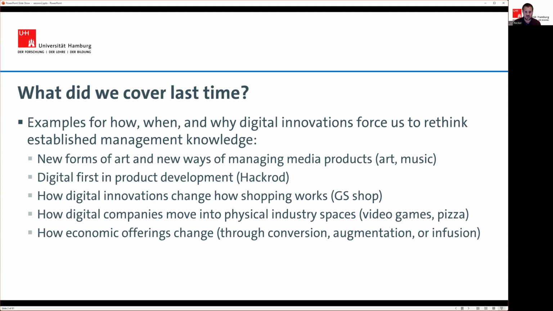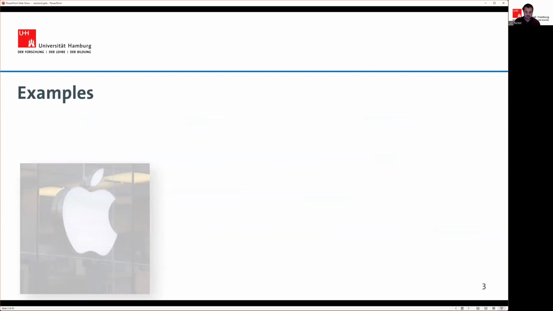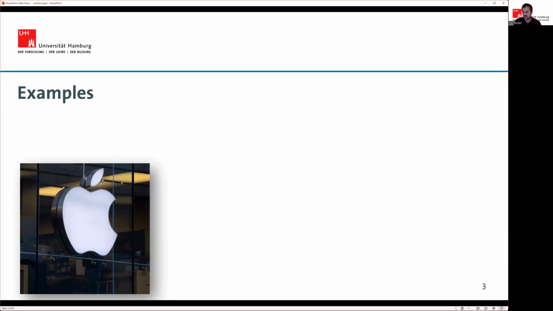And finally, we did talk about examples for how the very economic offerings, so the products and services that firms create, are being digitally infused or converted or augmented, and how that changes the very nature of the product and how that changes some of the product management strategies. One of the examples there was how different a classical car management process such as recall operates if you have Volkswagen or Ford cars, or if you have a digitalized Tesla car. I brought three examples that illustrate this point.